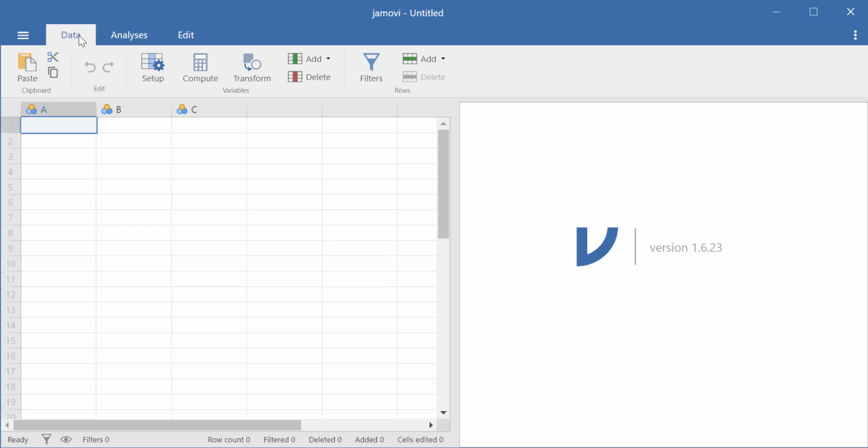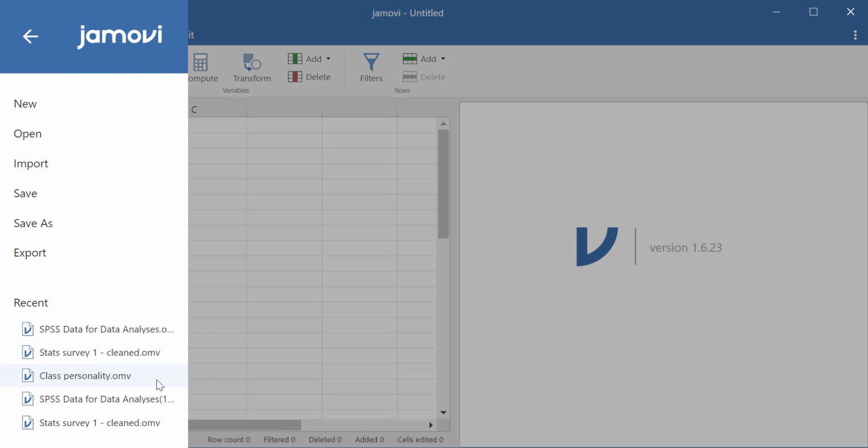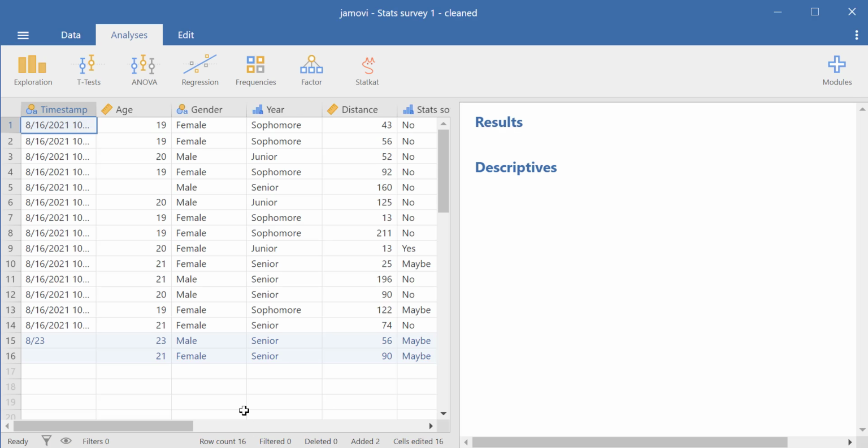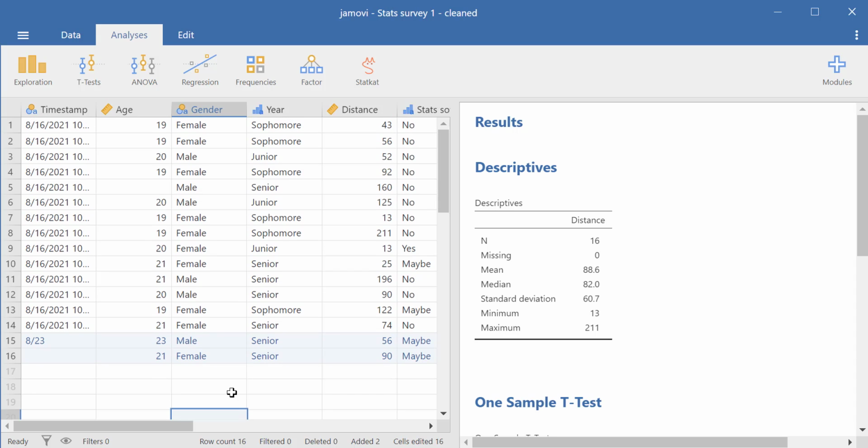t-test. So first I'm going to look for some data. So I'm going to use our stats survey that we had earlier in the semester. And what I'm going to do is I am going to look at an independent samples t-test.